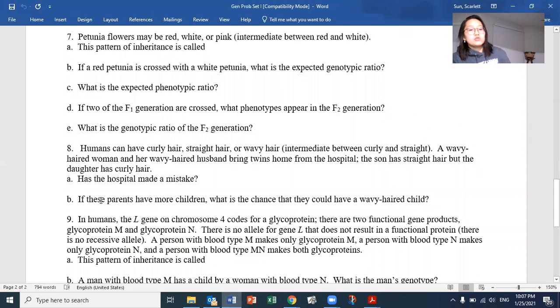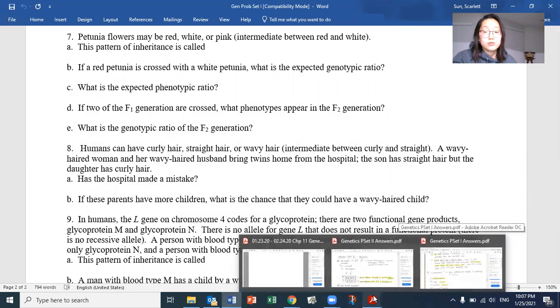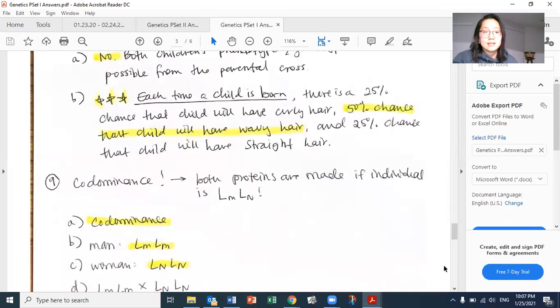If these parents have more children, what is the chance that they could have a wavy-haired child? Now, the wording to answering this question is extremely crucial that you get this on point and exact like this. So the phrasing is, each time a child is born, there is a blank % chance that it has this genotype or this phenotype. And the reason why we have to phrase it this way is because you can't say that if a couple has 4 kids, they will exactly be 1 to 2 to 1 ratio for curly hair, wavy hair, and straight hair, because that's not true, right?